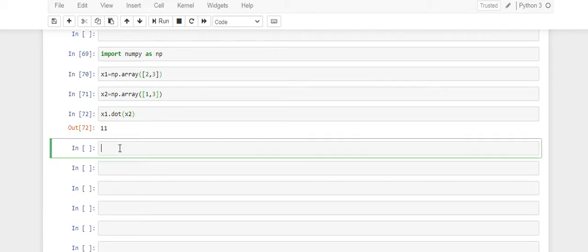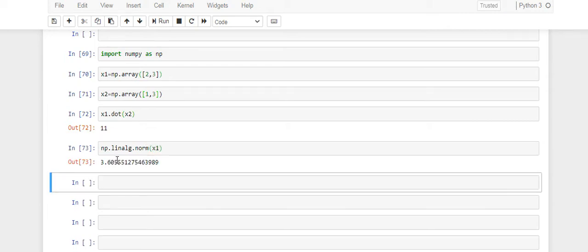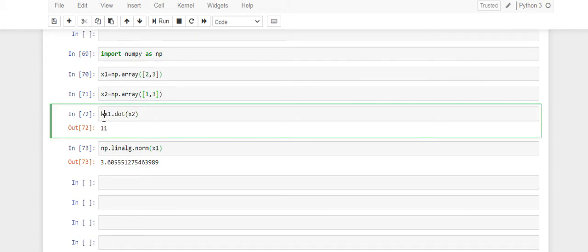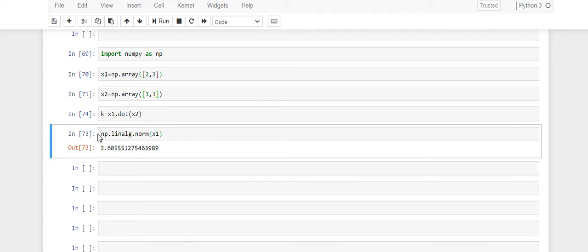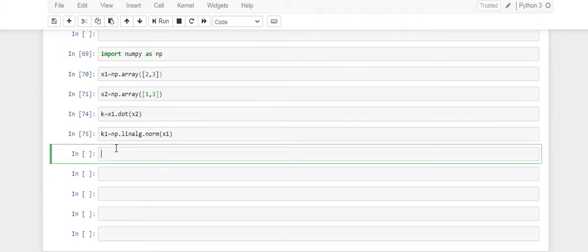Now how can you find the mod value? You have to find the norm actually: np.linalg.norm, and pass your x1 value. Here I'm passing our x1 value, and you will find this. Let me store the dot product somewhere, here storing it into k. Let's store the norm of x1 into k1, and the norm of x2 into k2.